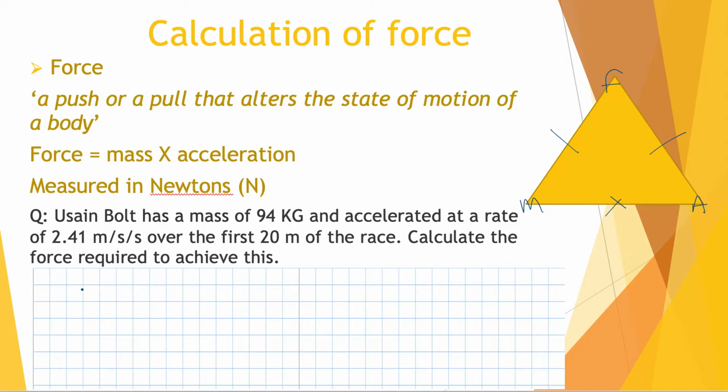Okay, so Usain Bolt has a mass of 94 kilograms and accelerates at a rate of 6.41 meters per second over the first 20 meters of the race. Calculate the force required. So the first thing I'm going to do always is write out the equation. So force equals mass times acceleration.